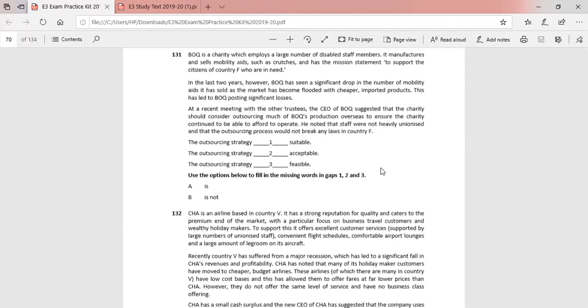Because there is a drop in the mobility aids which are provided. In the last 2 years, however, BOQ has seen a significant drop in the number of mobility aids it has sold as the market has become flooded with cheaper imported products. So in that case, if they are thinking of moving BOQ's production overseas to ensure, is that the case for the outsourcing strategy? Suitability, does it suit their business?